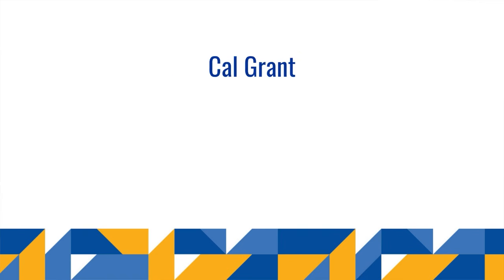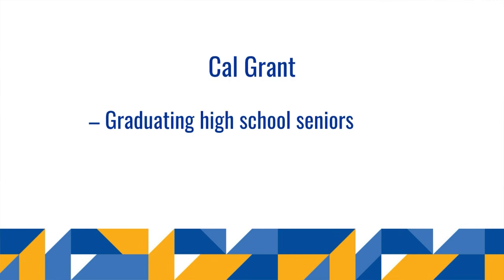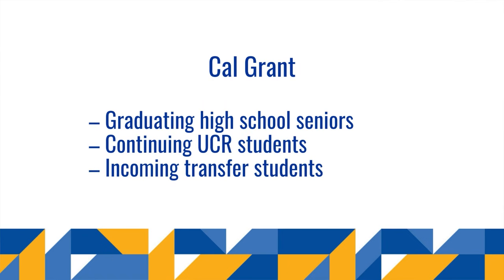The Cal Grant is the largest state grant. The grant is for students who meet GPA requirements and establish family income and asset requirements. There are 2 types of Cal Grants for undergraduate students, Cal Grant A and Cal Grant B. Students who are graduating high school seniors and continuing UCR students may be eligible. Students who transfer from a California community college to UCR may also qualify.